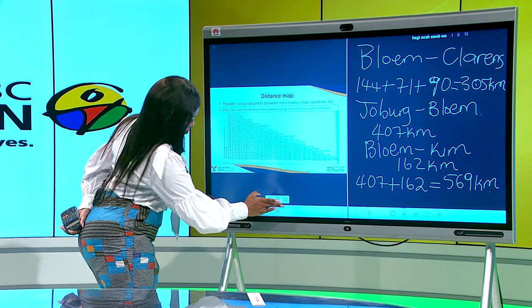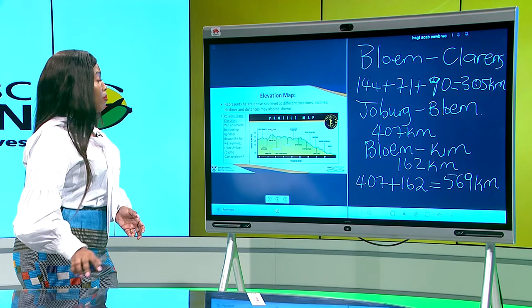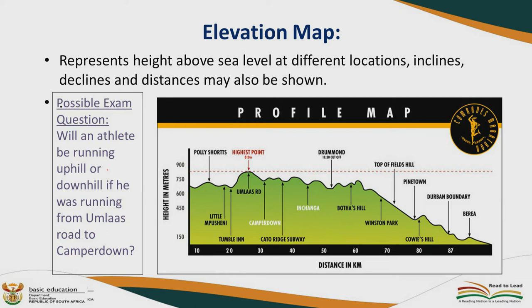And then we have an elevation map. An elevation map represents the height above sea level at different locations. It would show the inclines, the declines, and the distances may also be shown. Now, this type of map is used mostly by athletes, especially if they are practicing for major tournaments like your Comrades Marathon.